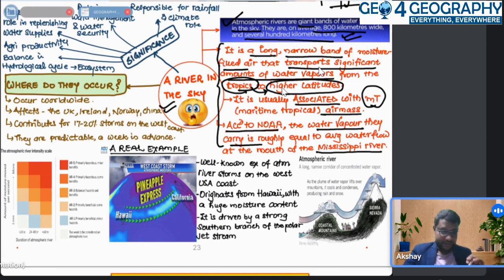I hope this explanation, this definition, is pretty much clear to you guys. So that this concept is now well understood.